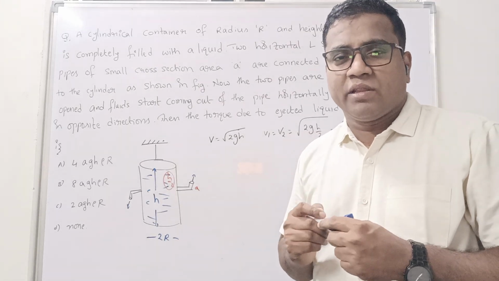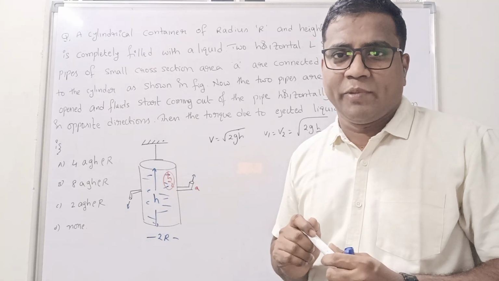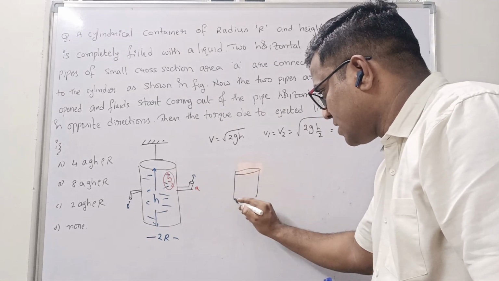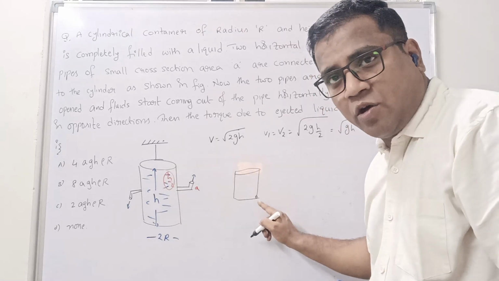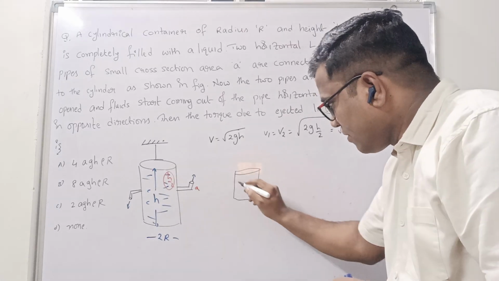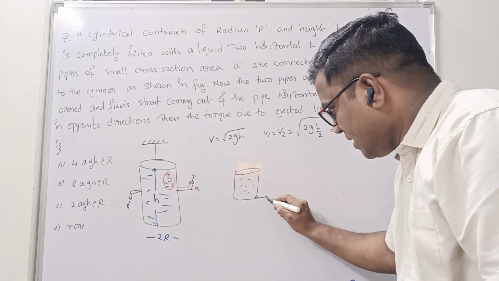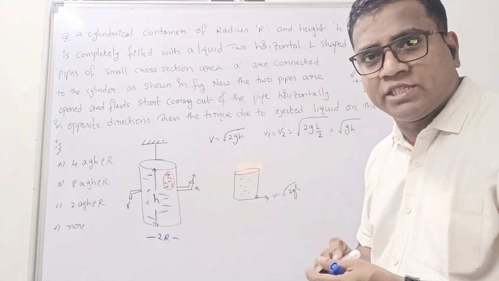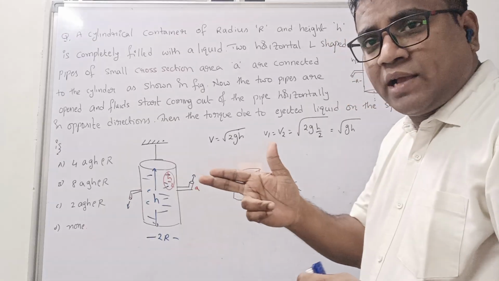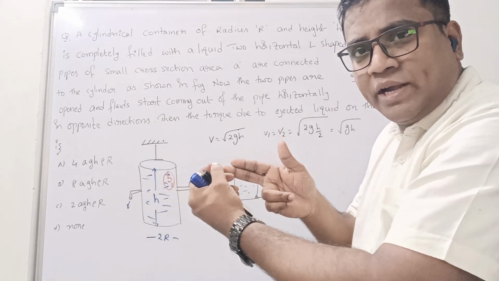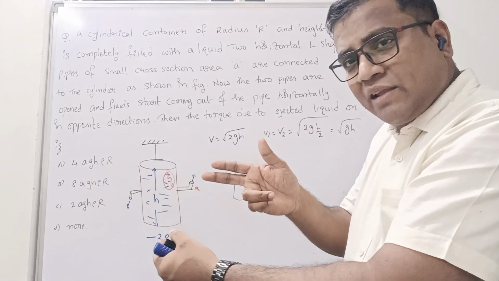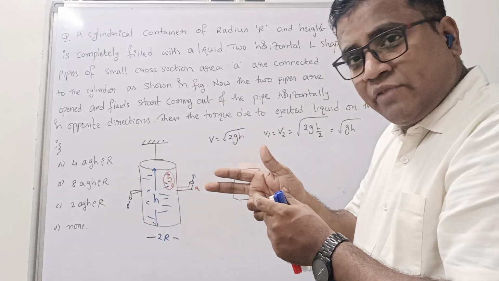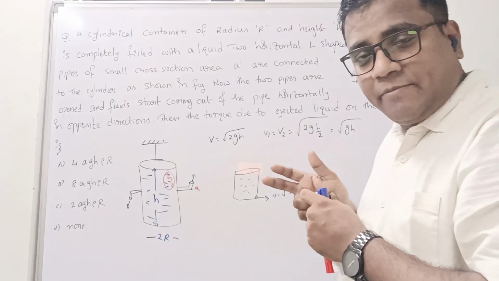When the liquid is coming out, automatically some force will be generated. How will the force be generated? For example, here a container is there and some orifice, which is nothing but a small hole. When liquid comes out with some velocity v, which is root 2gh, we already studied in lower classes: when a bullet comes out with some velocity v, the gun gives a backward jerk.